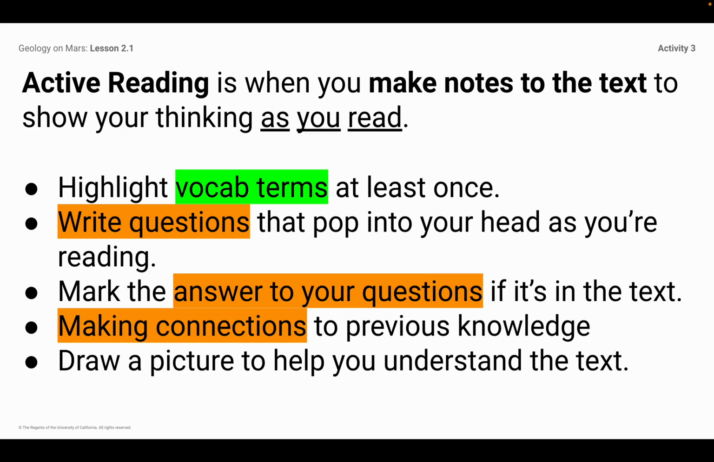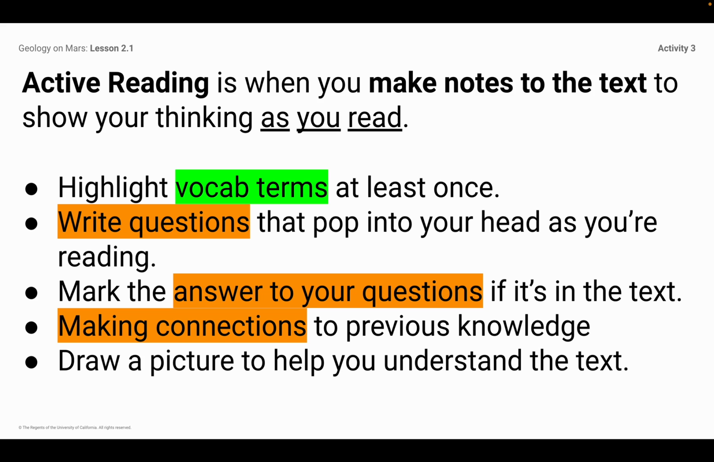As you're reading, write questions that pop into your head right away. Find some white space, either in the margins or in between paragraphs or whatever. Use arrows, use lines, use whatever you need to kind of direct your eye to where you want to remind yourself to look when you go back to it on Monday.